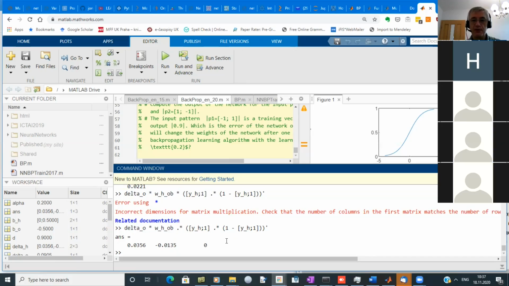So you should compute also the new weights between the input and hidden layer and recompute the output of the network, and you will see the difference between the output of the original network and the network after one step of the backpropagation algorithm. And it is important to know whether this change is big or small, or if we can estimate the number of iterations, how many times we should repeat the backpropagation algorithm in order to move the output closer to the desired output.